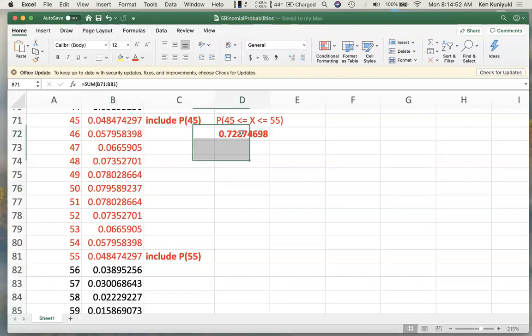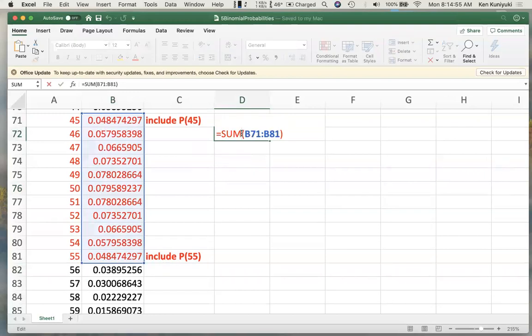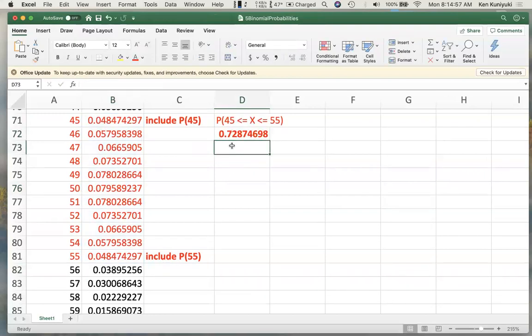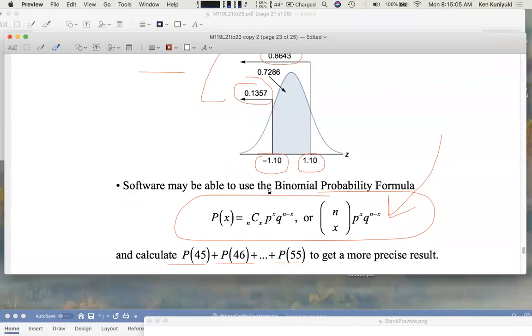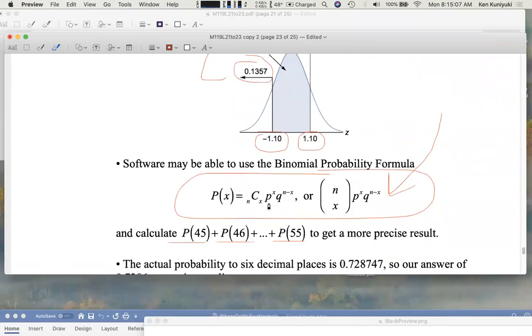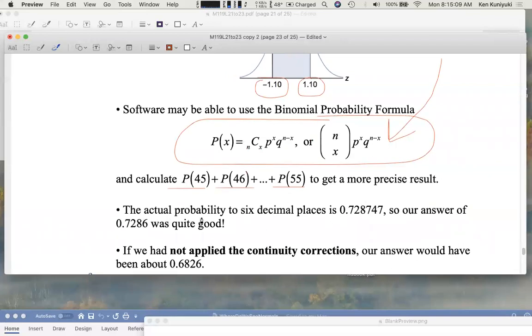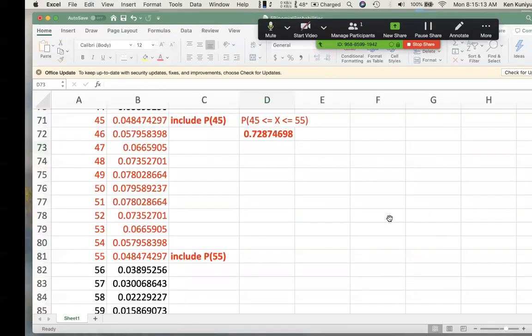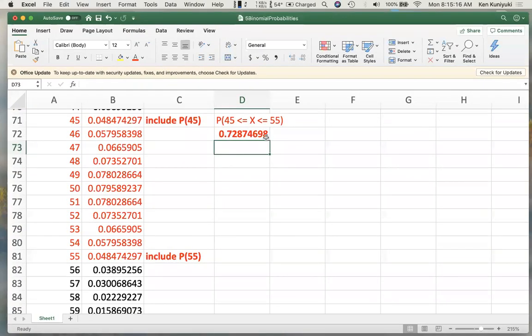I had Excel do that by using the sum operator. It turns out to be this. To 8 decimal places, 0.72874698. Okay, which was basically what I gave you over here. The actual probability to 6 decimal places is 0.728747, which is basically what Excel is saying, 0.728747 to 6 decimal places.